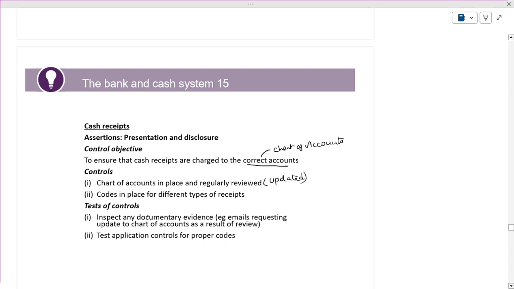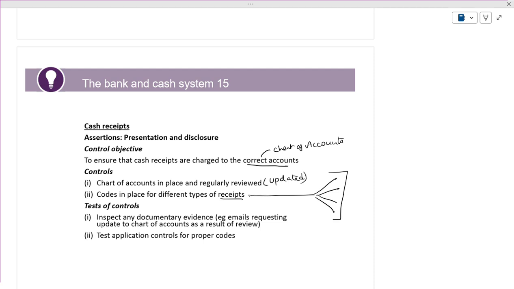Codes in place for different types of receipts from different sources. From retail, from wholesale, from corporate, from government. Everything will be separately classified. You can classify it as retail, or from the corporate, or from the government, or from the other business, wholesale, anything. Depending on the clients, you have to put the codes in place for different types of receipts.